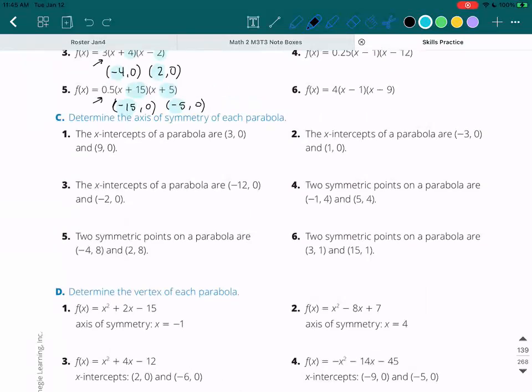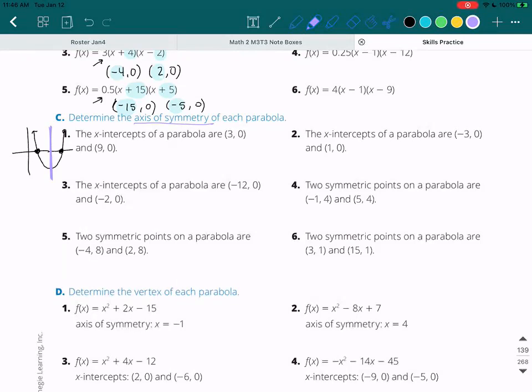So number 1 says the x-intercepts of the parabola are (3, 0) and (9, 0). So I'm just going to sketch it out really fast. You don't have to sketch it out, I just want to show you. If we have (3, 0) and (9, 0), and let's just pretend it's facing upwards, okay? If this was our parabola and you want the axis of symmetry, which I'm going to do in purple, that's going to be the line right in between our two x-intercepts. It's literally halfway between the (3, 0) and the (9, 0) x-intercepts.